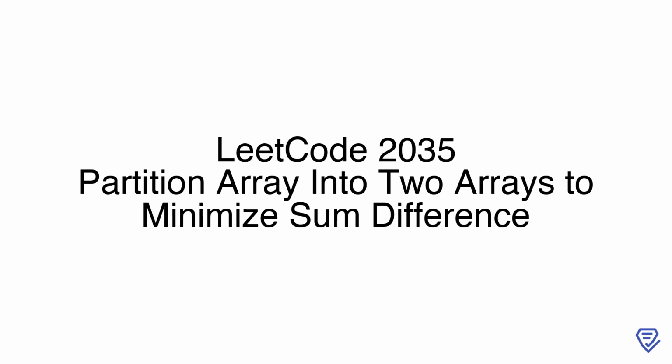Welcome to this walkthrough of LeetCode problem number 2035, Partition Array Into Two Arrays to Minimize Sum Difference. In this problem, we'll explore an interesting challenge of splitting an array into two subsets to minimize the absolute difference between their sums. Let's dive in.